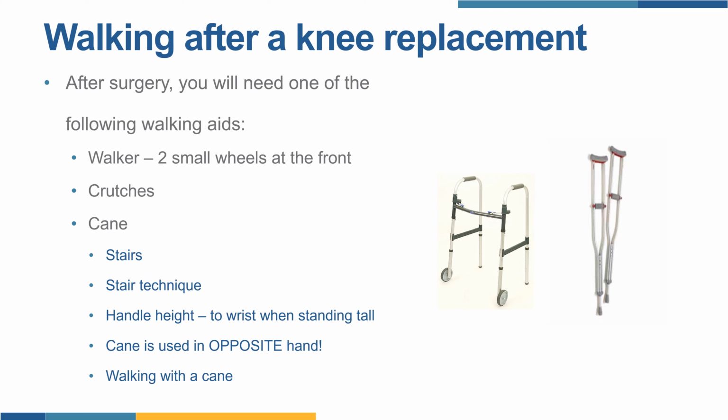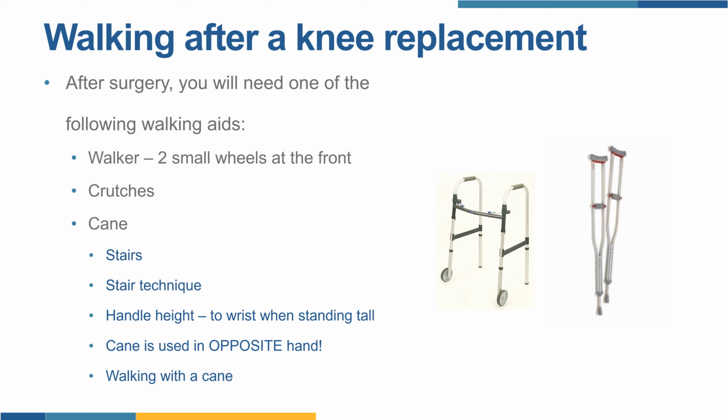You will need a walking aid after surgery because of the pain and weakness in your leg. The recommended walking aid is the walker that has the 2 small wheels at the front. This is a very stable walker that can be moved across the floor without being picked up. Crutches can also be used if you feel you have good balance and you have used them before.